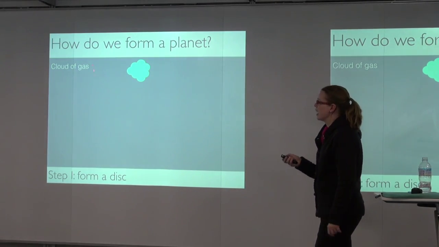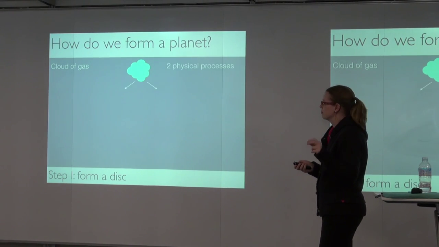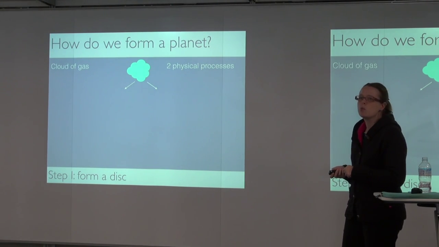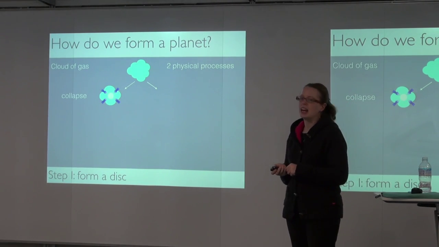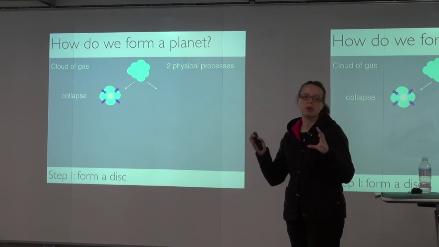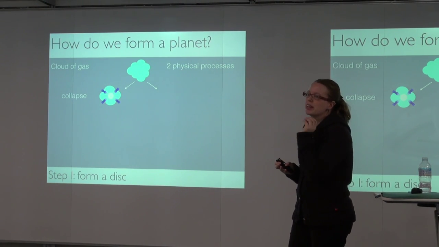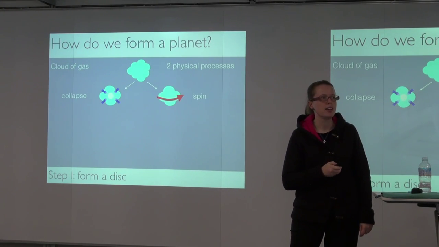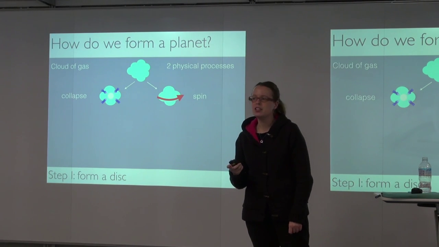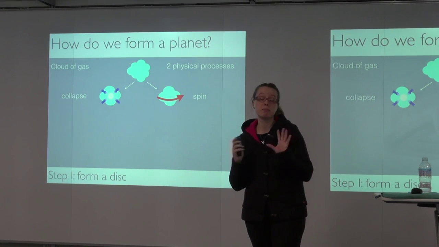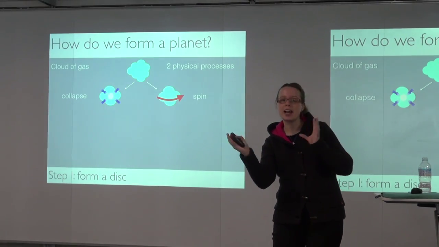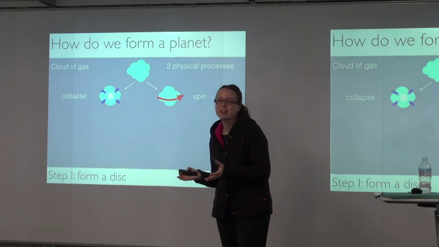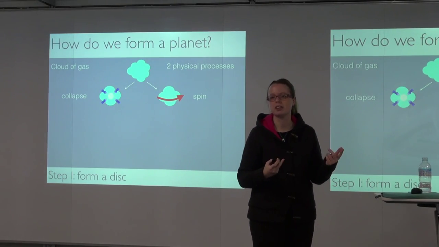So with a cloud of gas, two things are going on. There's two physical processes. The first is the one we've already seen. It's going to collapse. So gravity is going to pull it down, we get a dense region, and we get a star. But it's also doing something else, and that is it's spinning. I'm going to come right out here and say it's impossible to have a cloud that doesn't have some spin. There's just too many interactions going on in the universe, and spin is a conserved quantity. You always keep it.